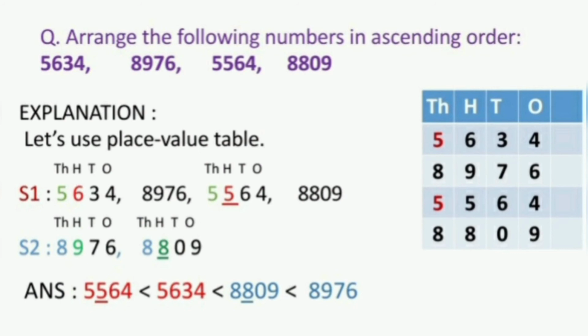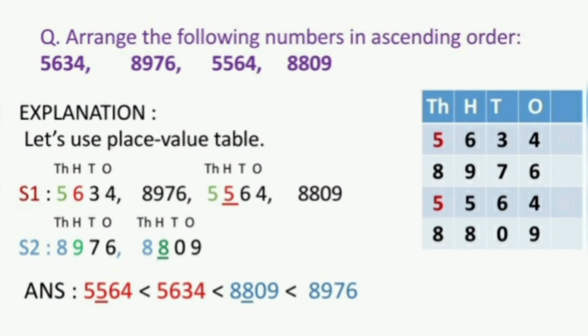Looking at the thousands digit, as you cannot compare, the second step is that you need to compare by the hundreds digit. Here they differ. So 6 and 5, which is the smallest? 5 is the smallest. So the first number will be 5564, and then after that you will have 5634, right?